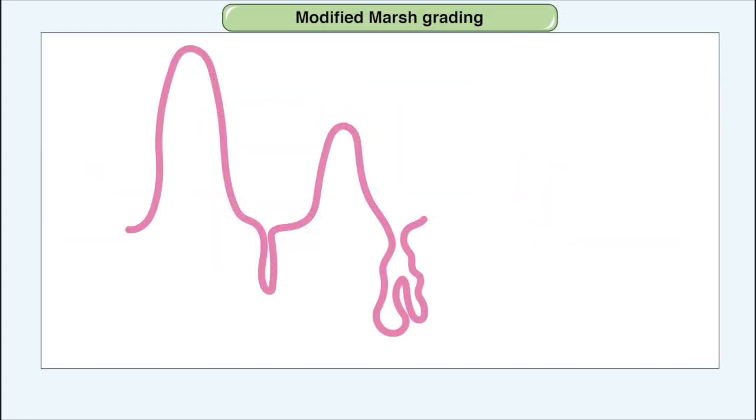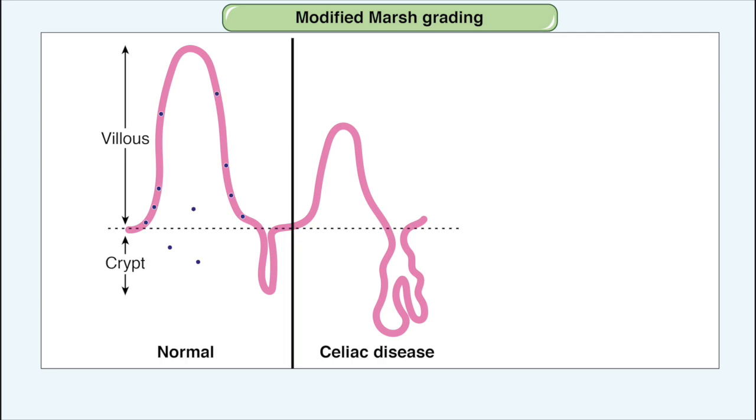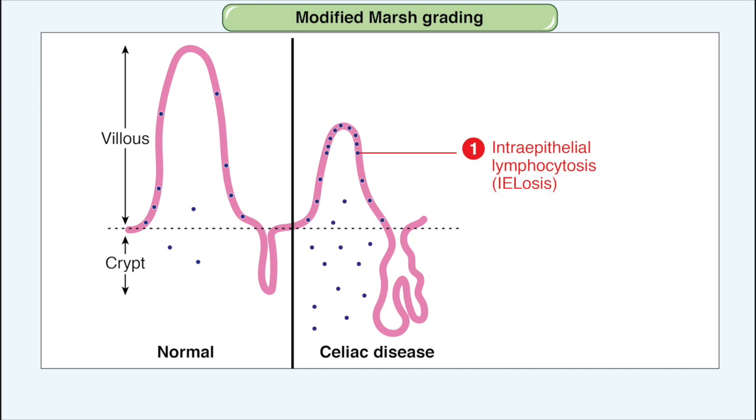Although there are various histological classifications available, Oberhuber modification of the Marsh grading is widely used. This modified Marsh grading is based on three distinct morphological features, namely intraepithelial lymphocytosis, that is ielosis, crypt hyperplasia, and villus atrophy.